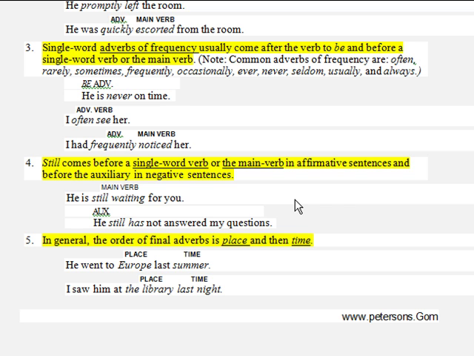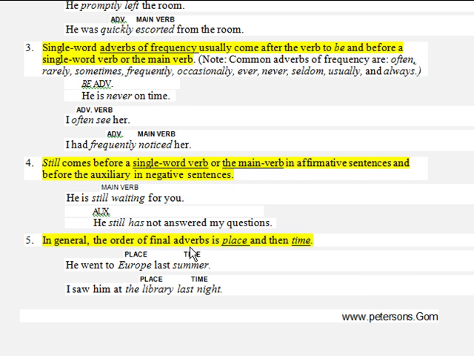And number 4, still: the word still comes before a single word verb or the main verb in affirmative sentences. Okay, he is still waiting for you. And before the auxiliary in a negative sentence. The auxiliary here: he still has not answered my questions.